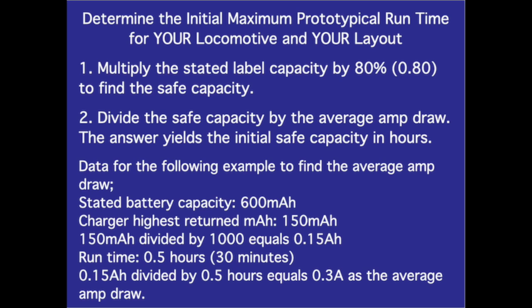Data for the following example to find the average amp draw. Stated battery capacity, 600 milliamp hours. Charger highest return milliamp hours, 150 milliamp hours. 150 milliamp hours divided by 1000 equals 0.15 amp hours. Runtime, 0.5 hours or 30 minutes. 0.15 amp hours divided by 0.5 hours equals 0.3 amps is the average amp draw.